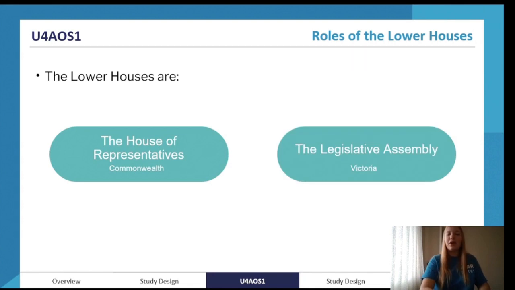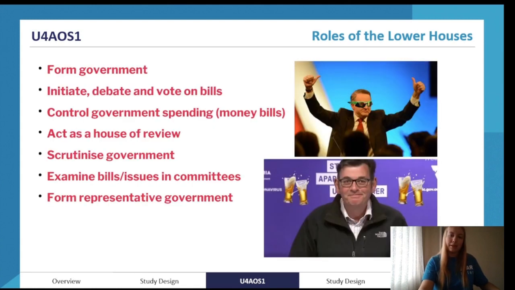So we'll look at the roles of the lower houses first. These are, as we said, the House of Representatives at the Commonwealth level, and at Victorian level, it is the Legislative Assembly. So what are the roles of the lower house? As we established, they form government. The party with the majority of seats following the election will form government. The leader at Commonwealth level will become the Prime Minister, and they will decide for other members of their party to become ministers, essentially with some administrative powers, which we'll look at soon when we cover the separation of powers.